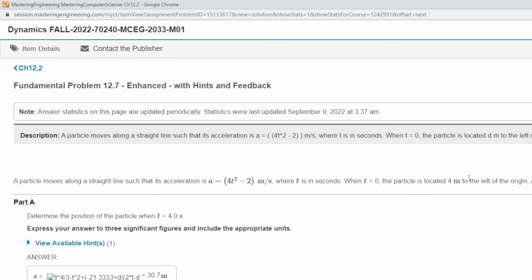so you've got to go through this a couple times. Okay, so let's take straight line acceleration. When t is equal to 0, just go ahead and replace that. It's located 4 meters, and when t is equal to 2, it's at 20 meters to the left of the origin.